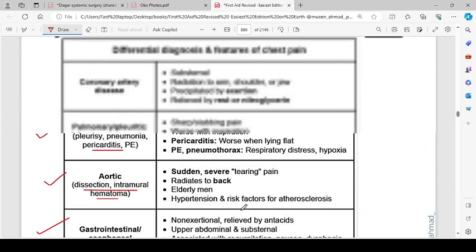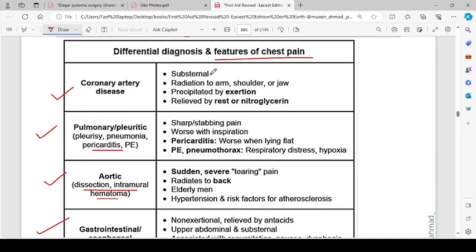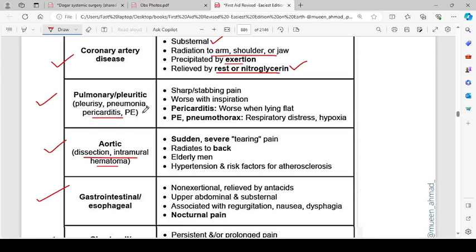So the coronary artery disease presentation will be substernal chest pain, radiation to the arm, shoulder, or jaw. It will be precipitated by exertion and relieved by rest or nitroglycerin. Pulmonary or pleuritic, that is pleurisy, pneumonia, pericarditis, and pulmonary embolism, it will be sharp, stabbing pain, worse with inspiration, pericarditis worse when lying flat, pulmonary embolism and pneumothorax, respiratory distress and hypoxia will be there. For aortic dissection and intramural hematoma, sudden severe tearing pain which radiates to the back, elderly men, and hypertension and risk factors for atherosclerosis will be present.